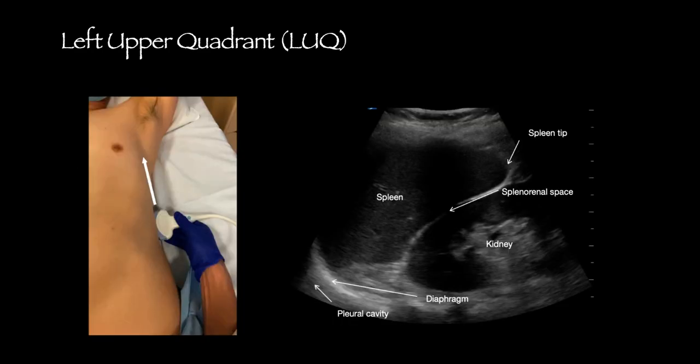Here we can see the probe placed over the left upper quadrant, a bit more posterior than needed for the right upper quadrant, again with the probe marker towards the patient's head. In the ultrasound image here, we can see the pleural cavity where fluid can accumulate.